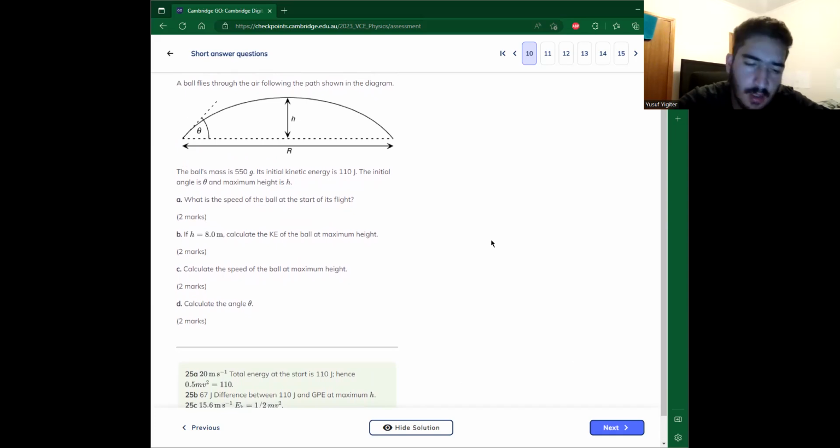Oh, wait. Did they times it? Oh my God, wait a second. Because if I do divide both sides by m, then I won't get 110 joules. It'll be something else. Ooh, that is my bad. You cannot divide both sides by m. I made a big mistake.